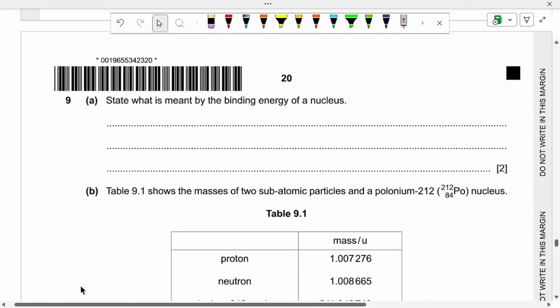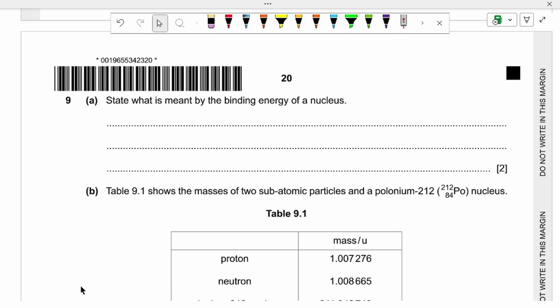State what is meant by binding energy. State what is meant by binding energy of a nucleus. Okay, if this is confusing you, I just want you to watch a video of less than 2 minutes that's going to explain binding energy a little better. But to understand binding energy, you have a nucleus and you want to separate all the constituents of the nucleus. Just separate them to get to infinity.